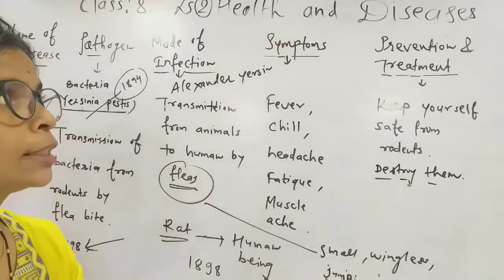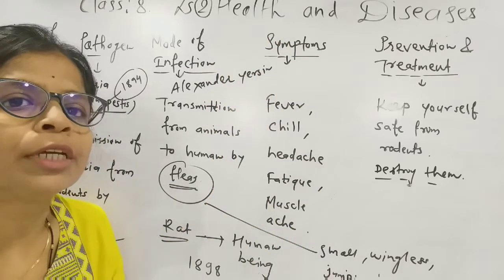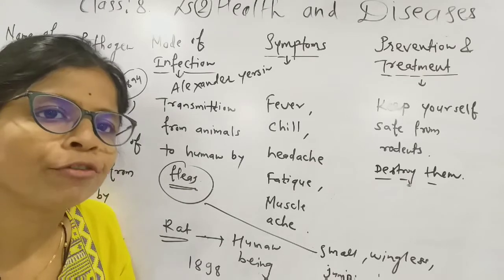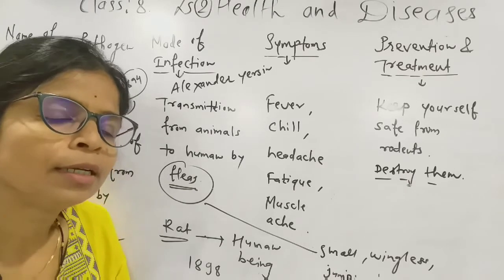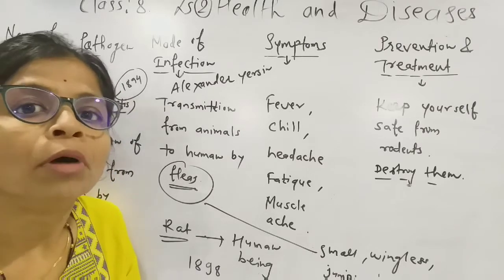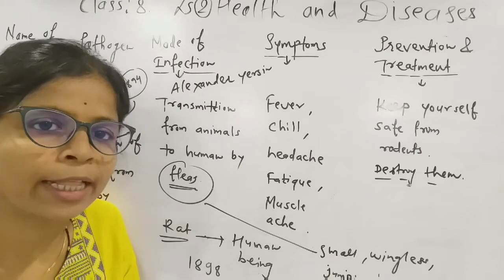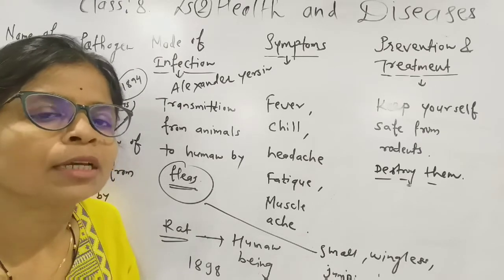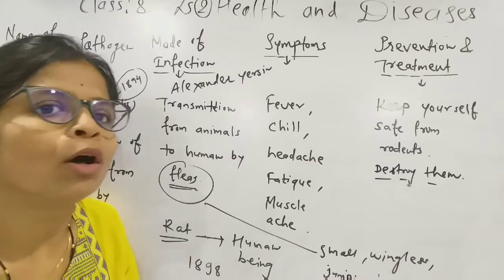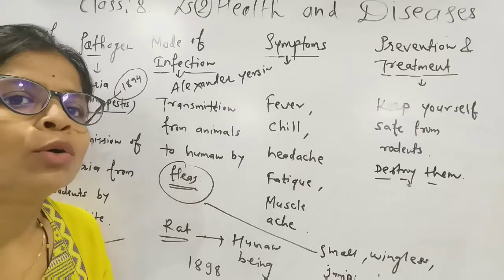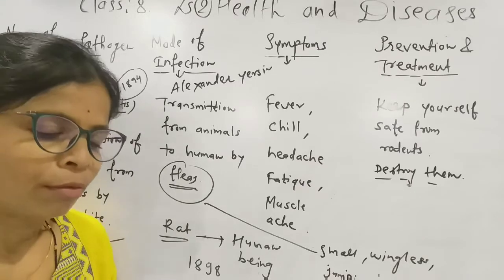In this case, the symptoms we can collect are fever, chills, and headache. Then muscle pain is there. Muscle ache means muscle pain. Then fatigue, means tiredness. These are all the symptoms which are noted about plague.